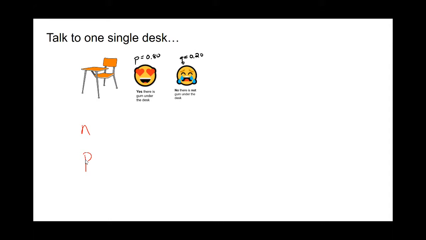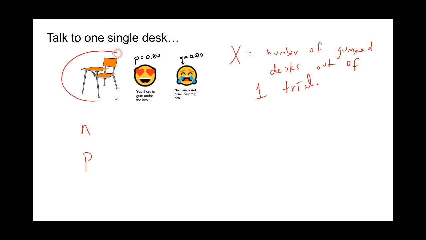So the binomial random variable x is defined as the number of successes in n trials. So let's put that in the context of the problem. That would be the number of, how about we say, gummed desks out of one trial. Right, so we walk up to one of these desks and we look underneath, and there might be gum. There might not be gum.